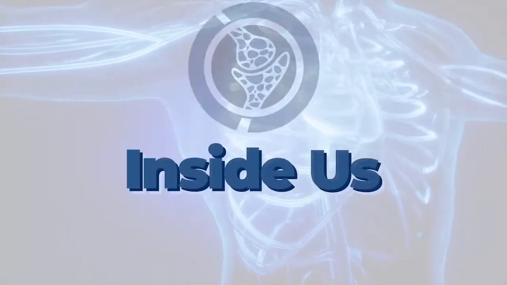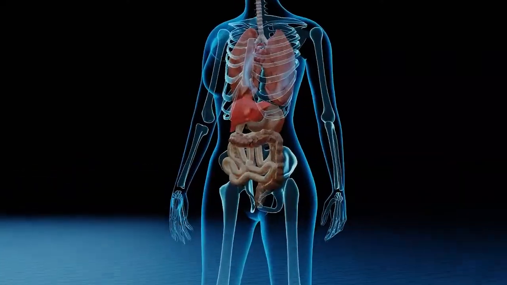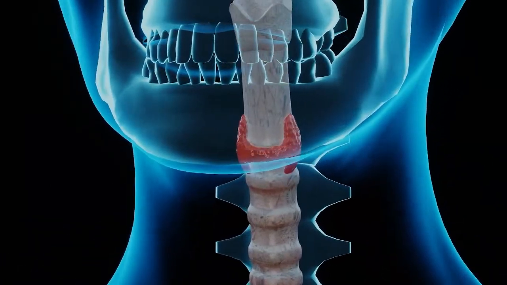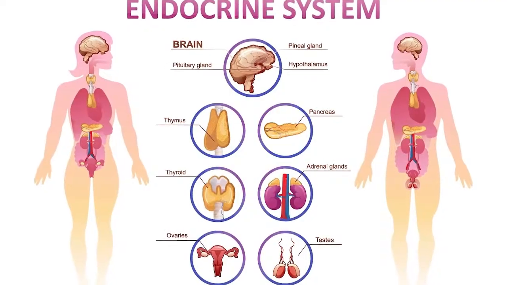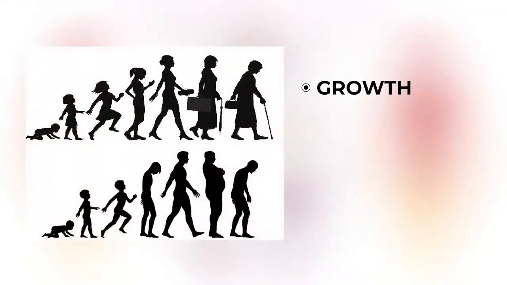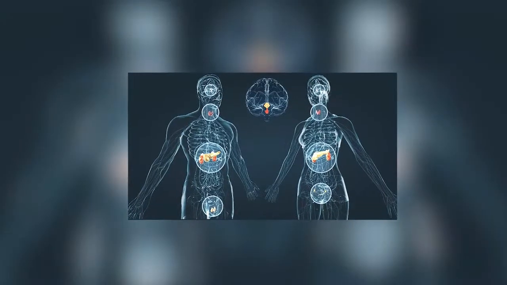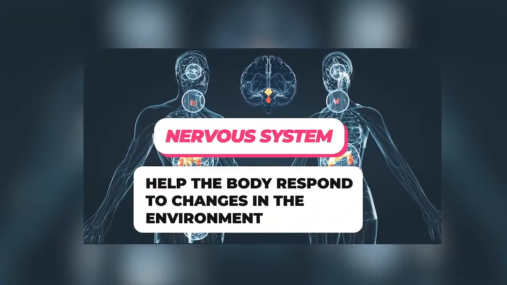Hi, and welcome to Inside Us. In this video, we will talk about the endocrine system and its role in the human body. The endocrine system is a complex network of glands and hormones that regulate various bodily functions, including growth, development, metabolism, and reproduction. The endocrine system works closely with the nervous system to help the body respond to changes in the environment.